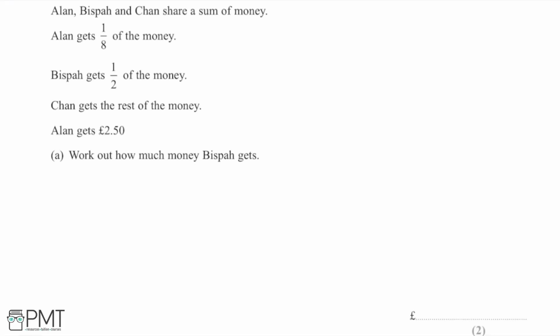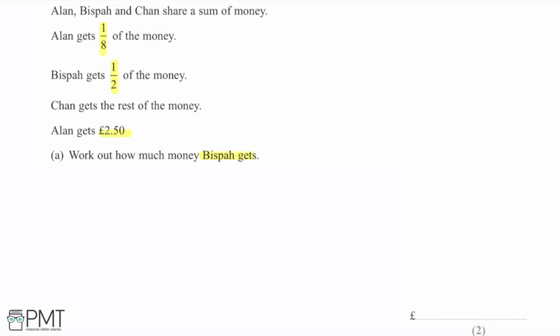So here we're told that Alan, Bisper and Chan share a sum of money. We're told that Alan gets 1/8 of the money and Bisper gets half of the money. Chan gets the rest of the money. We're then told that Alan gets £2.50 and we're asked to work out how much money Bisper gets.